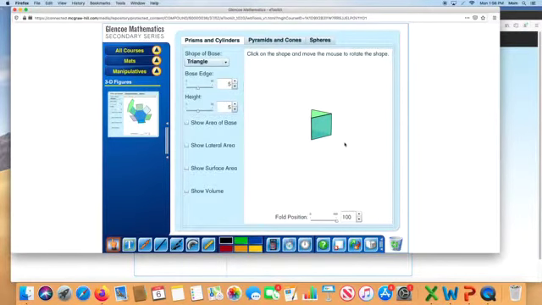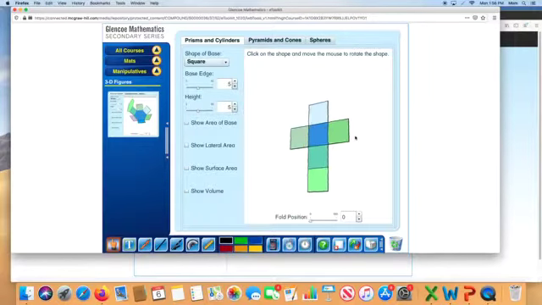Okay, so now we can see we have a triangular based prism, and I'm going to go ahead and go to a cube. A cube is a special prism because all of the sides have equal area. This is the really cool part. So we could see the volume of this cube would be length times width times height, or 5 times 5 times 5, or 125. Another measurement that we can find is the surface area.